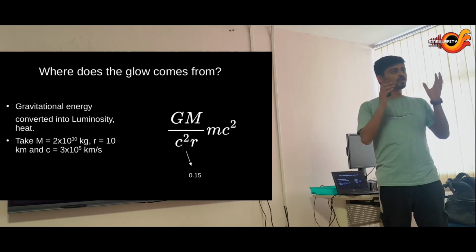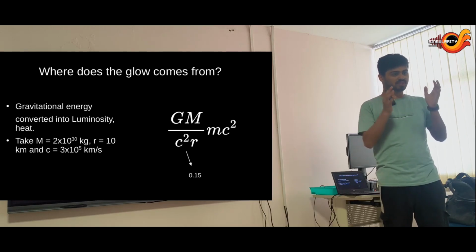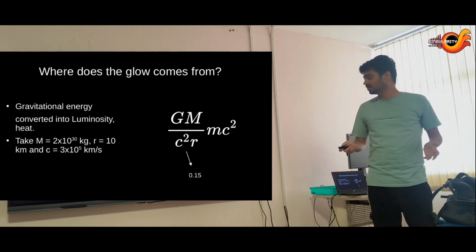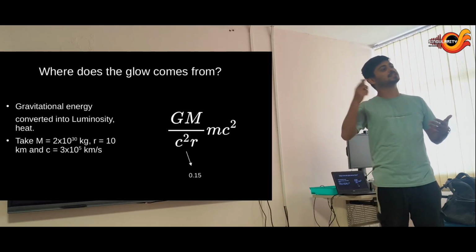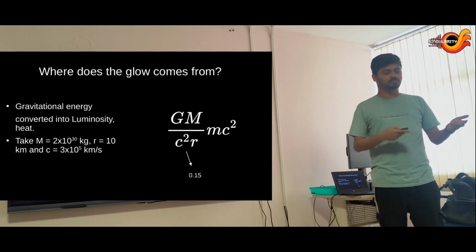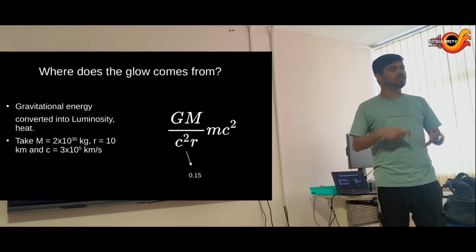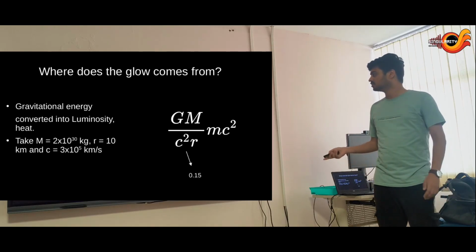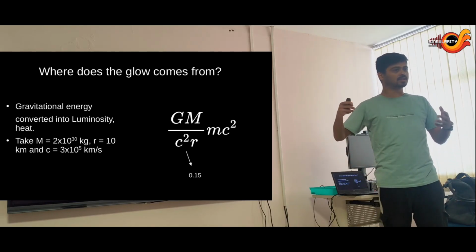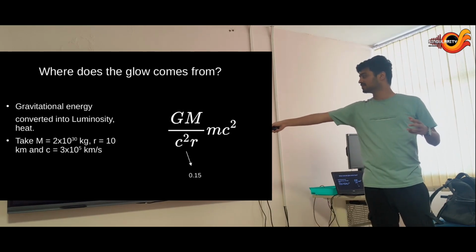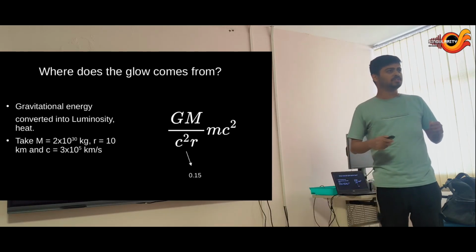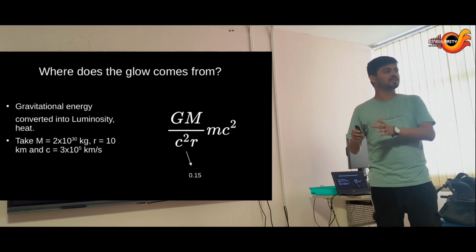Neutron stars are very compact objects with a very high density per meter cube, which means a very small radius but very huge mass. Mass can be up to like 10 solar masses, 100 solar masses. There are people who observed even billion solar masses, some compact objects have been observed till now. So that is what this glow is, the gravitation. When you calculate this factor GM by c squared r, it comes to 0.15, which is a very high fraction of the rest mass energy.